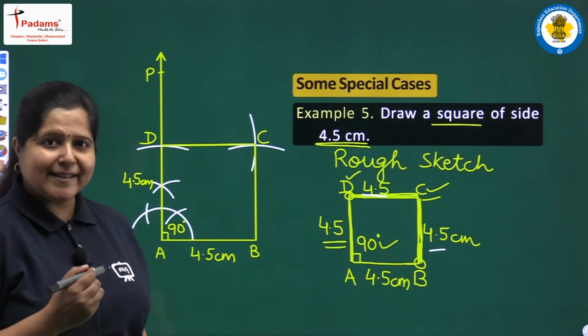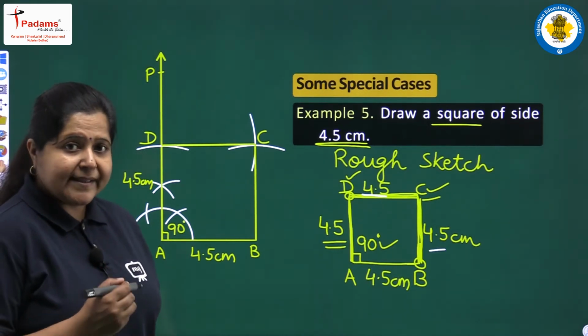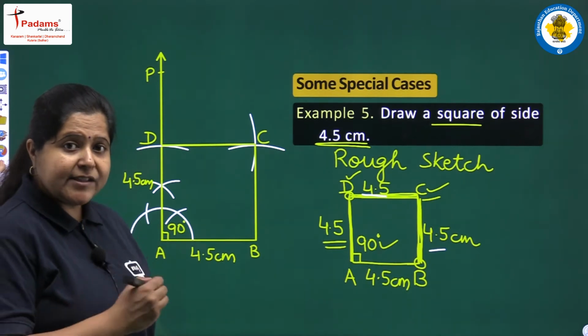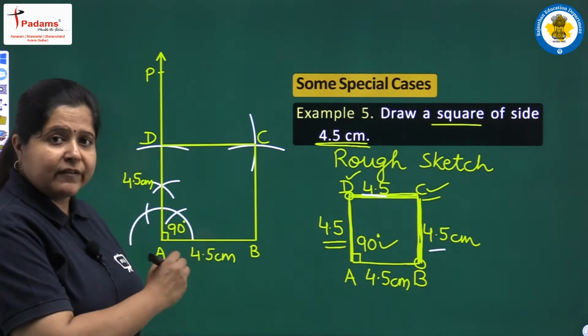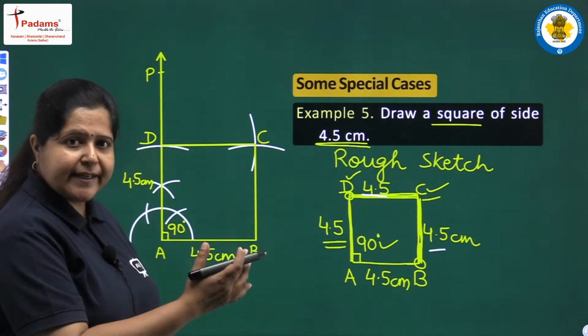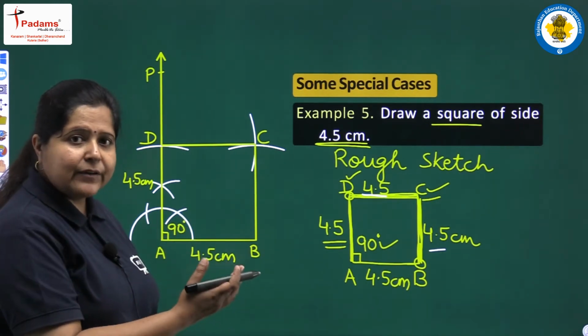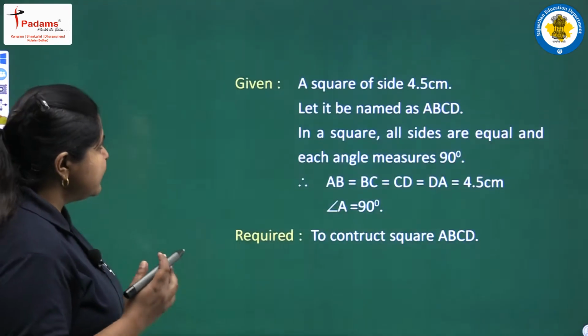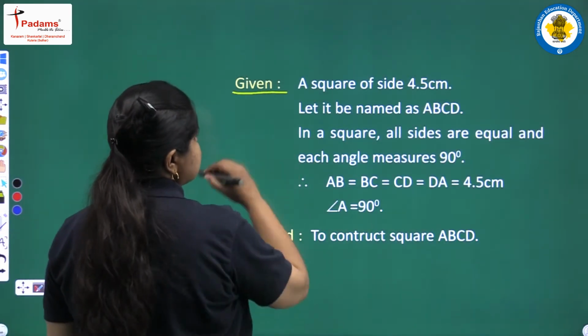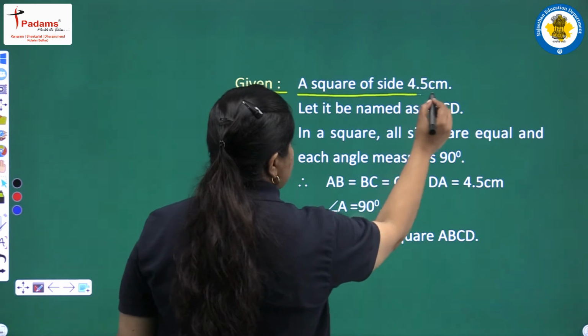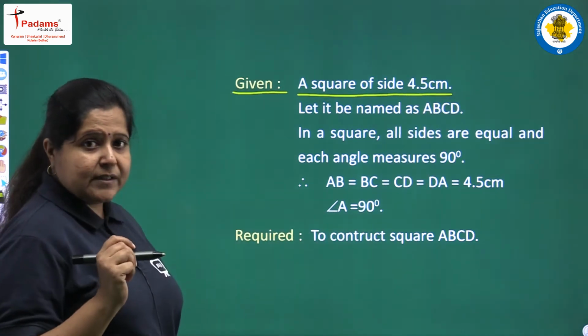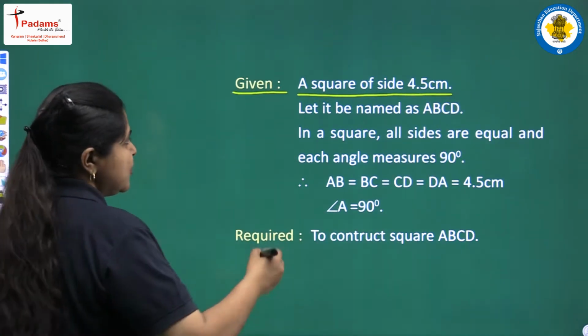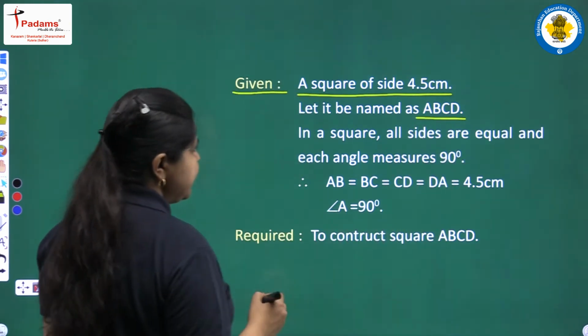Next we need to write the steps of construction. By steps of construction we mean each and every step that we have followed while constructing it, we have to write it. I have taken my own language, you can write in your own language also. First we will write whatever has been given in the question. It has been given a square of side 4.5 centimeter. Its name is not given, so let it be named as ABCD.